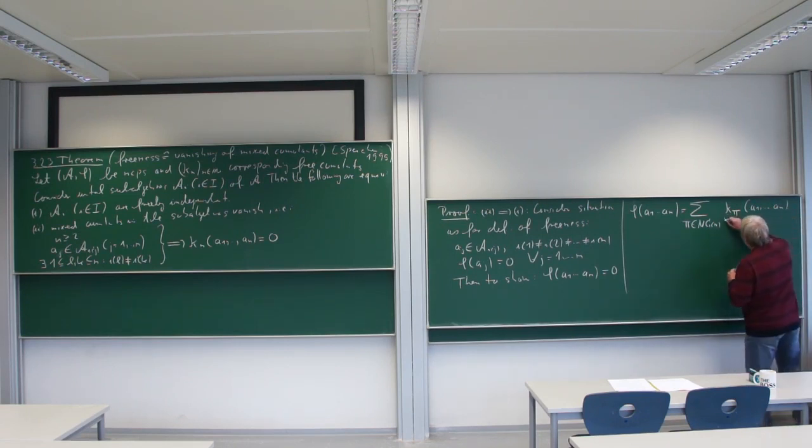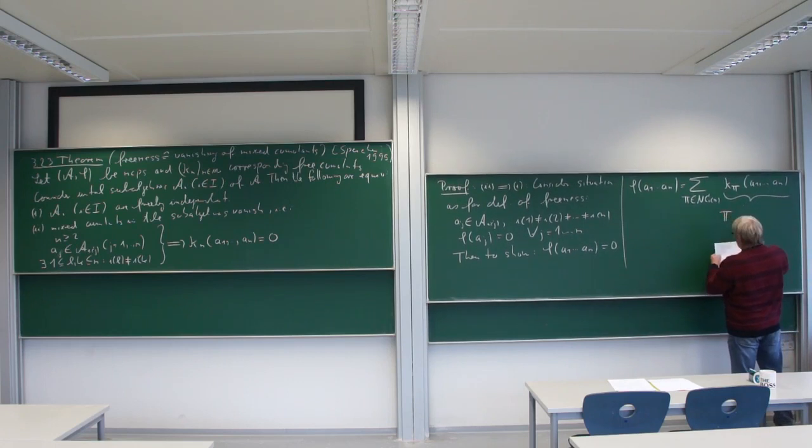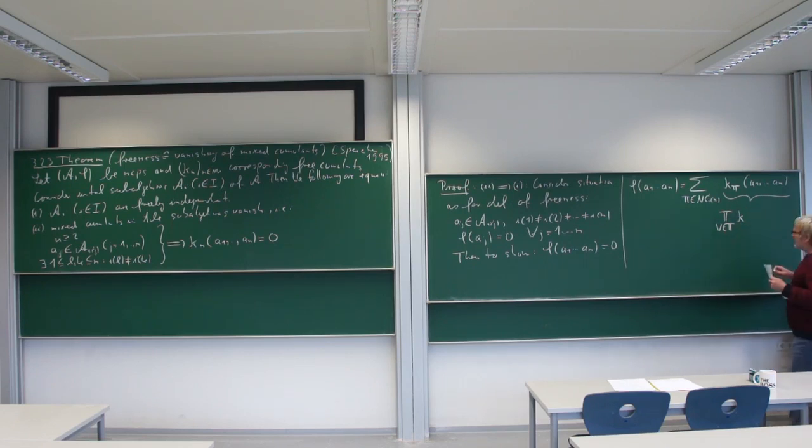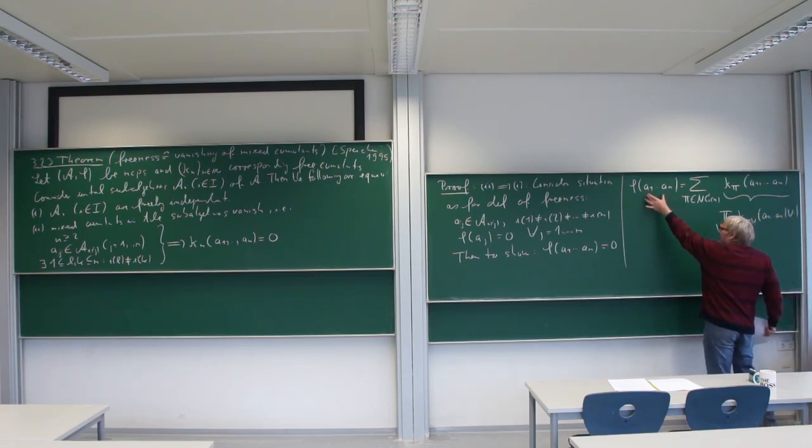Kappa_pi, what is kappa_pi? Kappa_pi, of course, is the product of kappas corresponding to the blocks. So this here is the product over the blocks of pi. And for each block, I get a kappa whose index is the number of elements in the block, and then as arguments I take the a's which are connected by this block, so a restricted to block B. Okay, and so I have to see that this guy is 0.